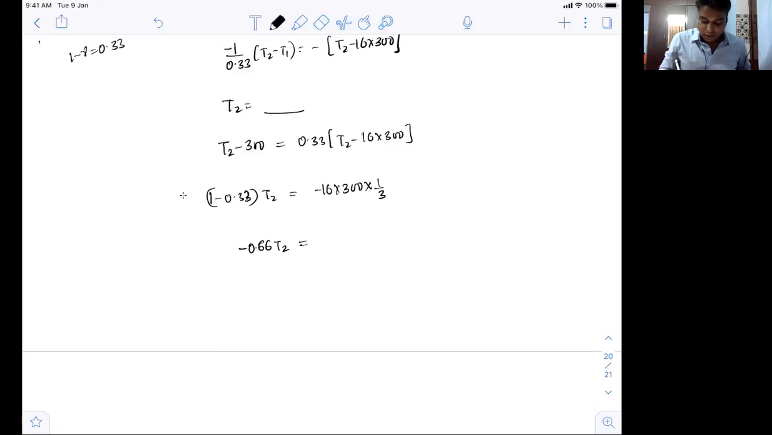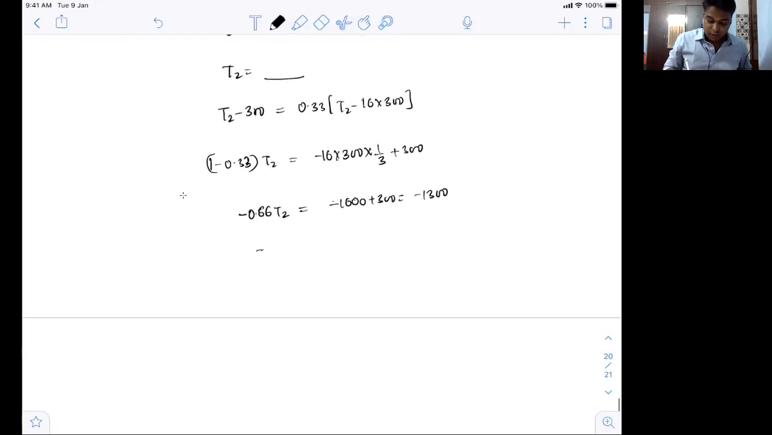If at all I take that 300 to the other side, what do you get? Plus 300. So it is how much? Minus 1600 plus 300. So approximately minus 1300. And T2 will be equal to minus 1300 divided by 0.66. 0.66 can be written as 2 by 3. 2 by 3, 0.66 ही होता है ना. So 1300 divided by 2 by 3. So how much you are getting? Approximately 1425. Have you all got this?